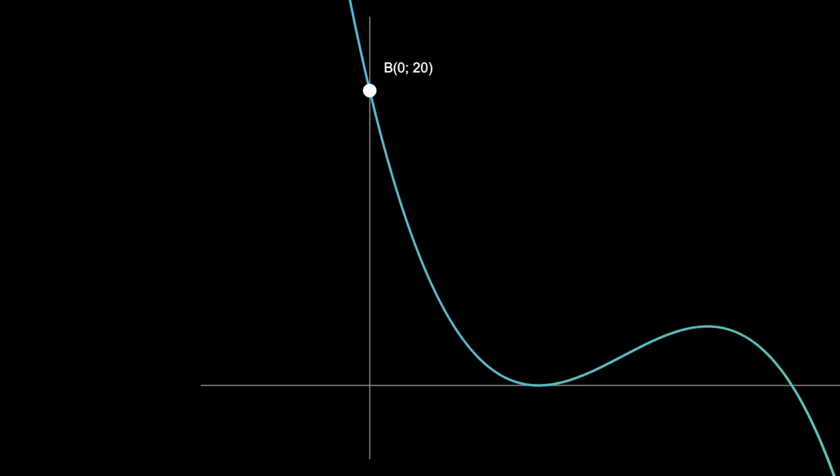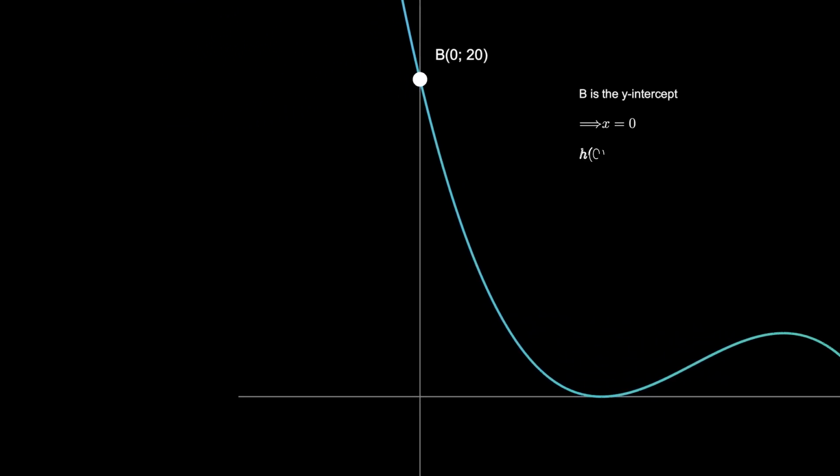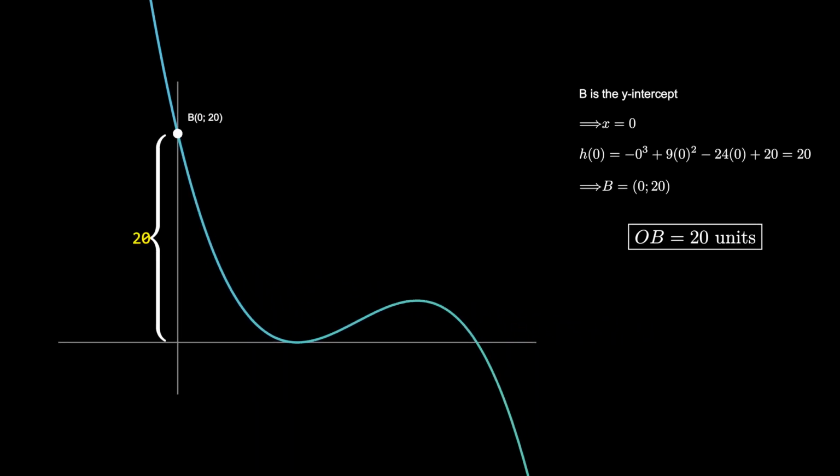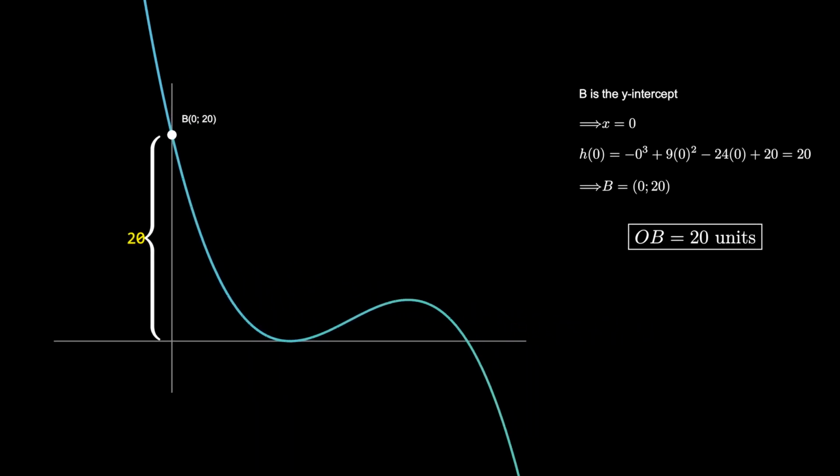This one is short and sweet. B is the y-intercept. That means it is where x equals 0. We already know r equals 20, and in any polynomial, the constant term is the y-intercept. So h of 0 equals 20. That means b is at the point 0, 20. O is the origin, which is 0, 0. Therefore, the length of OB equals 20 minus 0, which is simply 20 units.